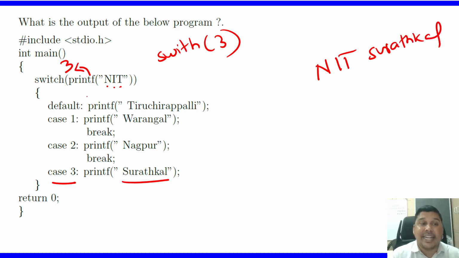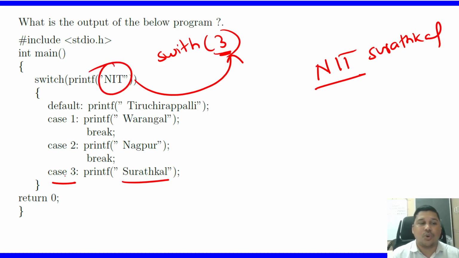Okay, why is NIT coming? Because first the control itself is going to that printf. Wherever there is a printf statement, if it is accessible through the compiler, if it is able to go to that logic and touch it, it will definitely print it. So NIT will come in the output first. Then the printf function is returning a number 3 to the switch case. Why 3? Because it is printing 3 characters. So case 3 will match and the answer will be NIT Surathkal.